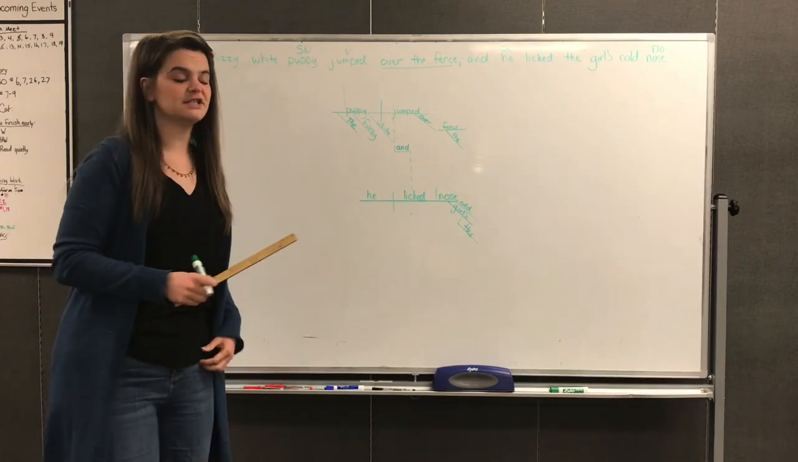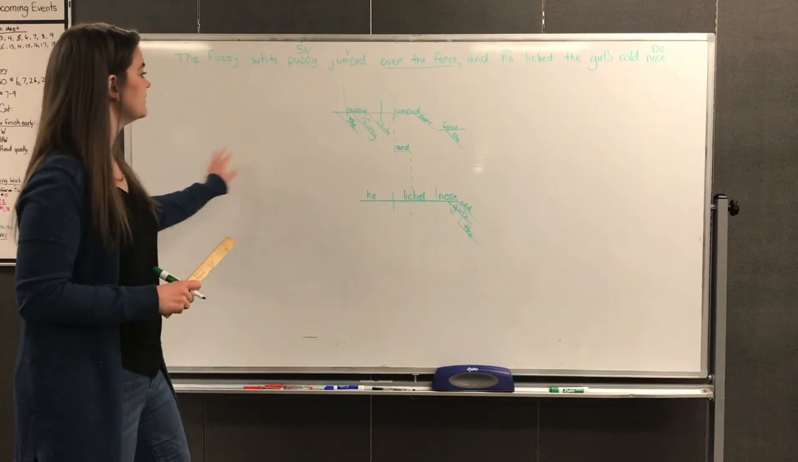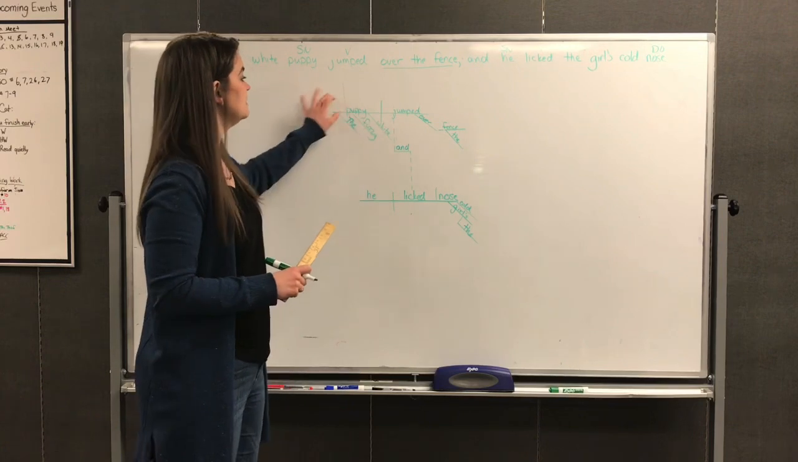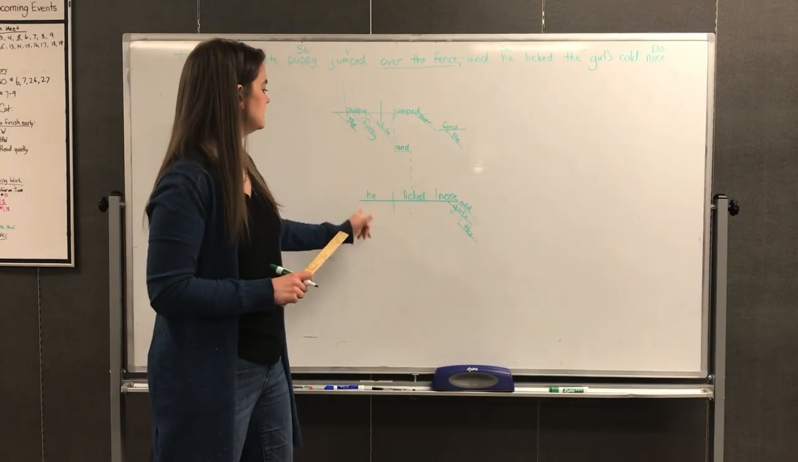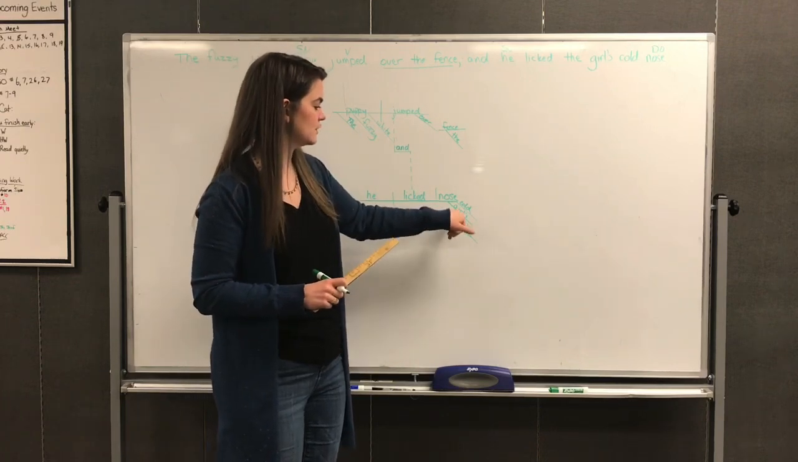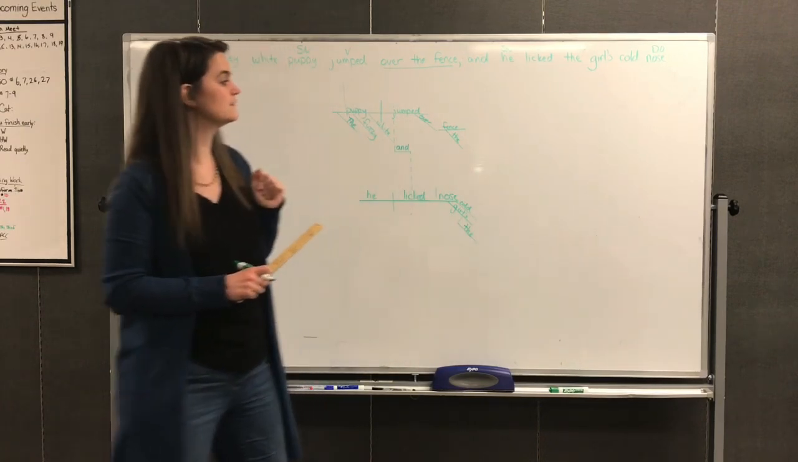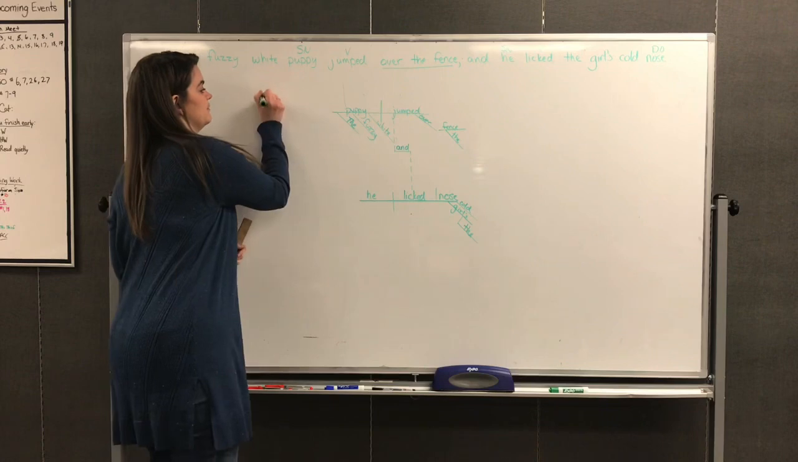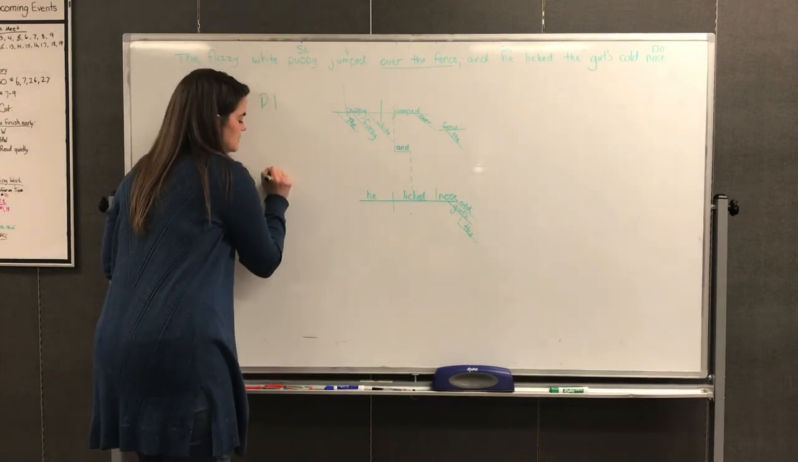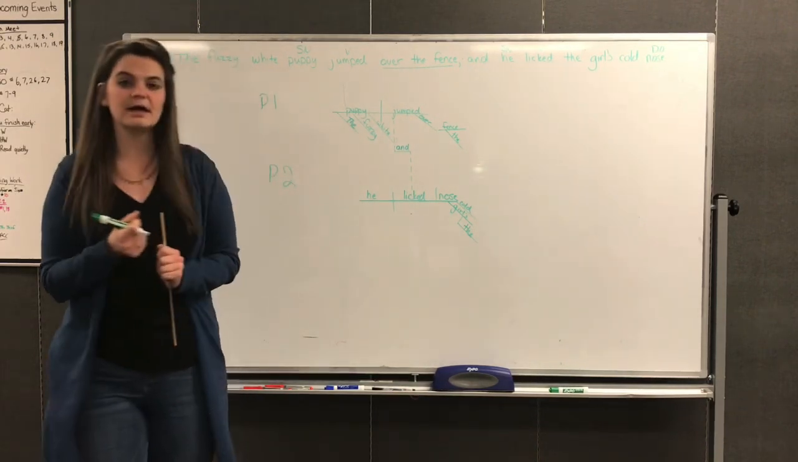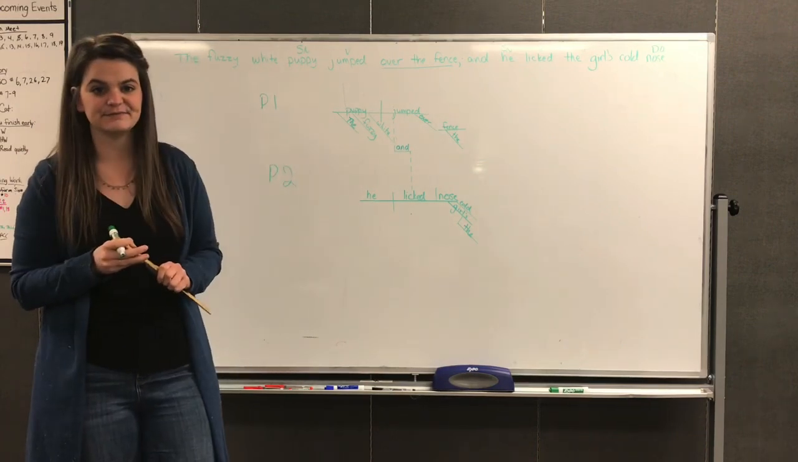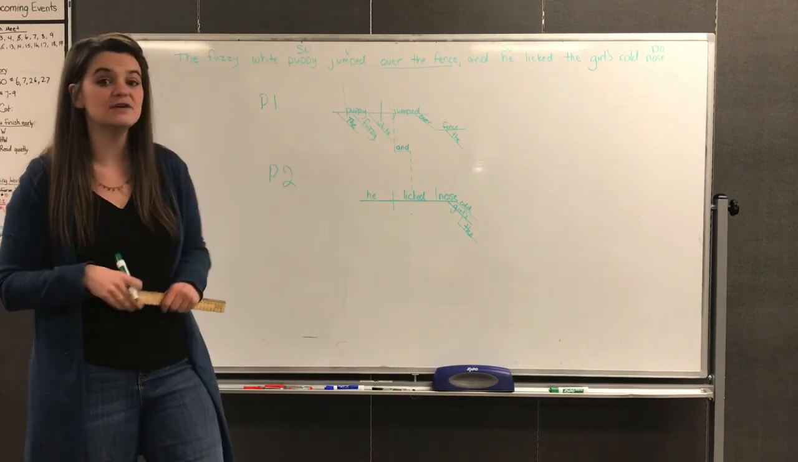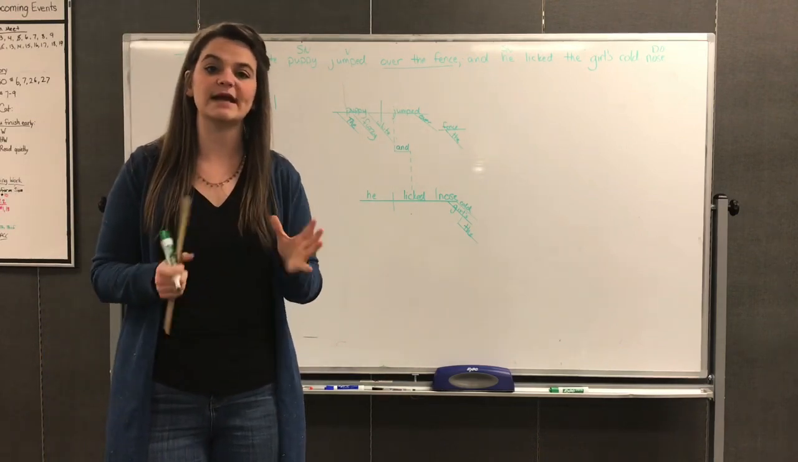So when we finish, we want to check and make sure we have all of our words up there. The fuzzy white puppy jumped over the fence, and he licked the girl's cold nose. So we have a pattern 1 clause joined to a pattern 2 clause with the coordinating conjunction and to form a compound sentence.